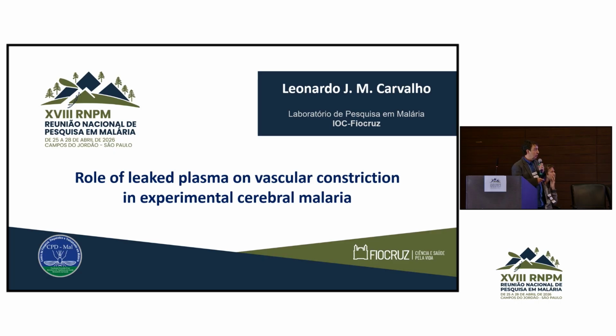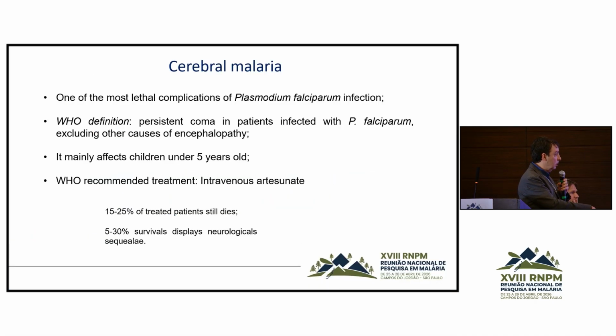I'm going to speak a little bit about the work that we have been doing in experimental malaria. I think Maria's presentation gave us a good outline of the breakage of the blood-brain barrier, which has to do with what we're going to speak here. It's not directly related, but it has to do with it. So I'll talk about the role of leaked plasma on vascular constriction in experimental cerebral malaria.